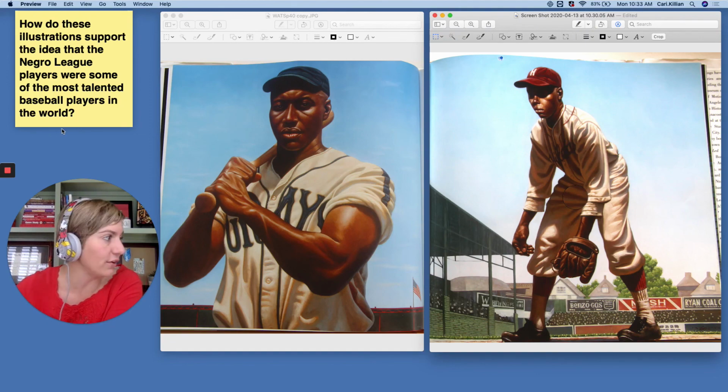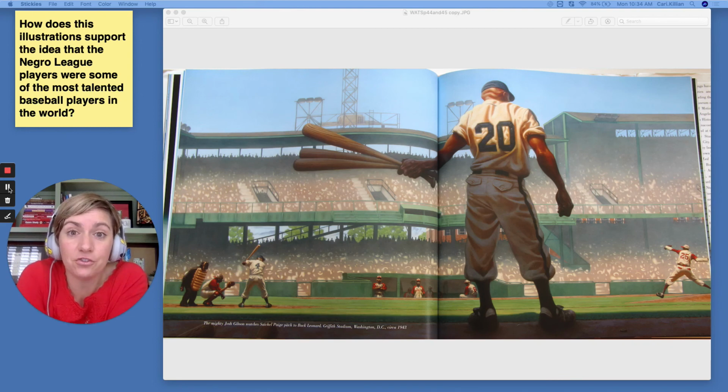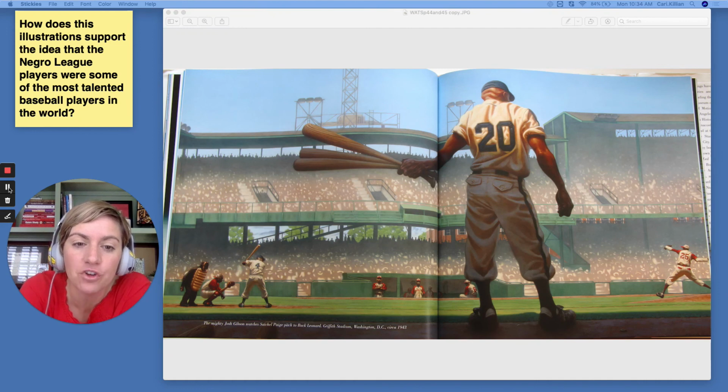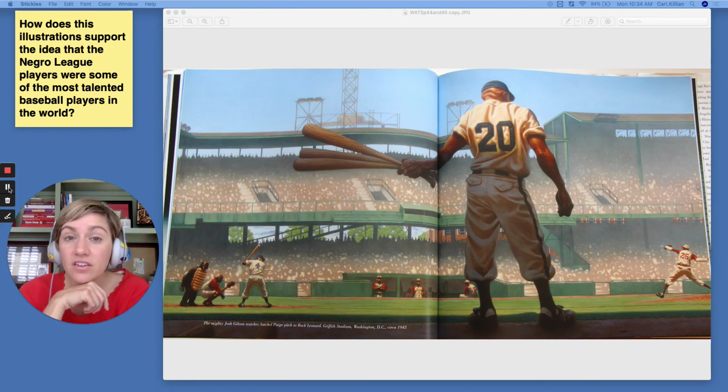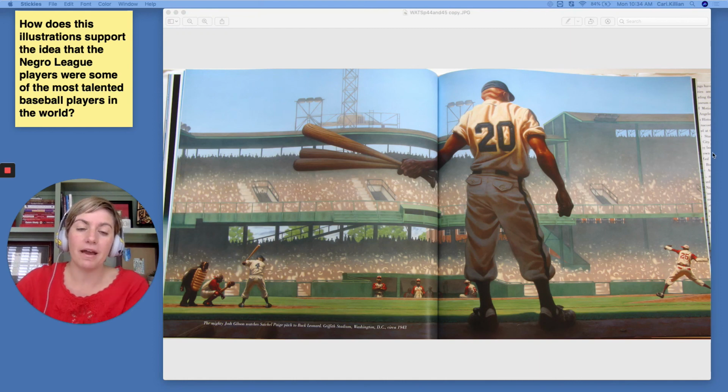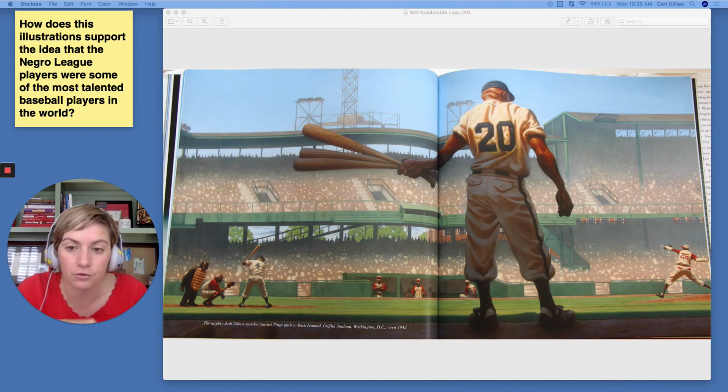Let's look at a few more illustrations. This is the illustration on page 44 and 45. It's titled, The Mighty Josh Gibson Watches Satchel Paige. Watch as Satchel Paige pitched to Buck Leonard, Griffith Stadium, Washington, D.C., circa 1943. Pause and think about the same question. How does this illustration support the main idea that Negro League players were some of the most talented baseball players in the world? Think about that now.